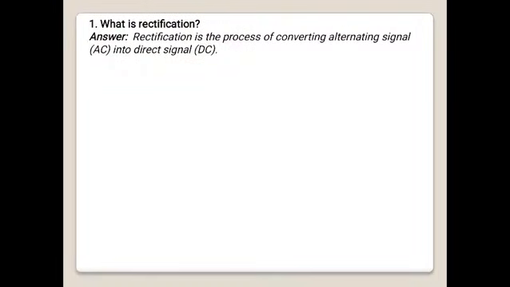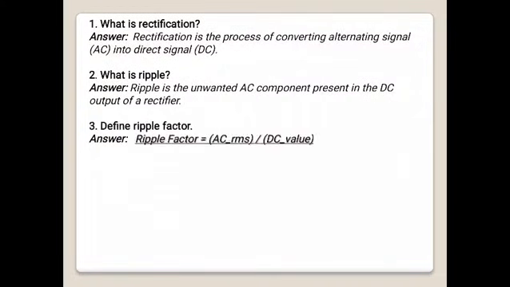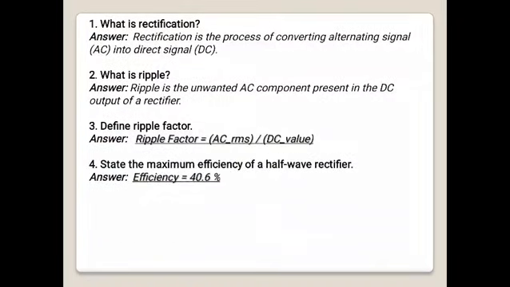What is rectification? Answer. Rectification is the process of converting alternating signal AC into direct signal DC. What is ripple? Answer. Ripple is the unwanted AC component present in the DC output of a rectifier. Define ripple factor. Answer. Ripple factor is the ratio of AC RMS to DC value.